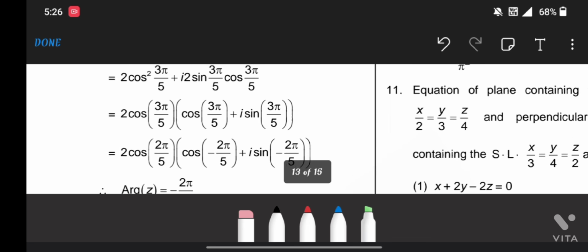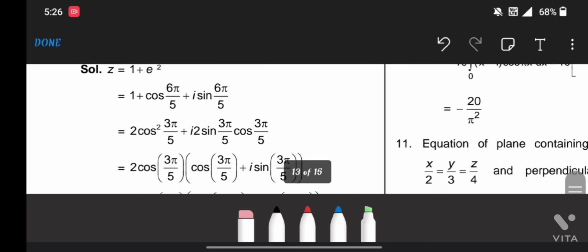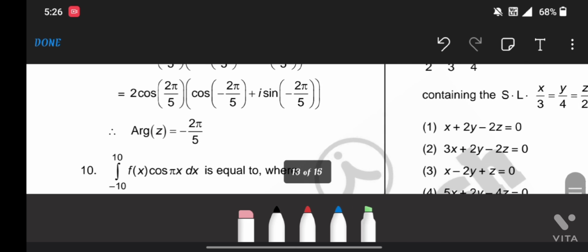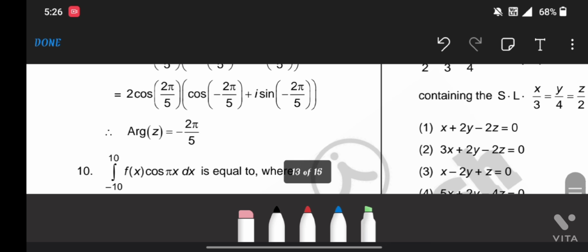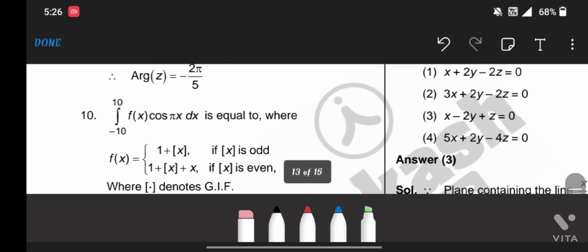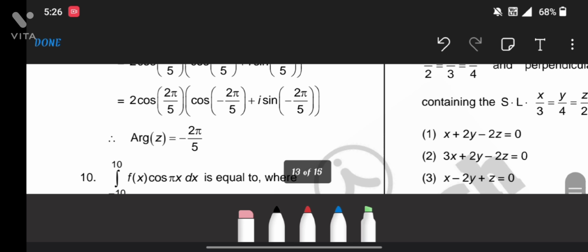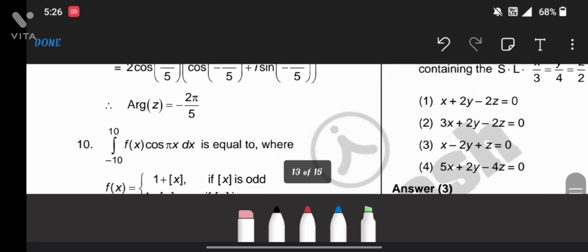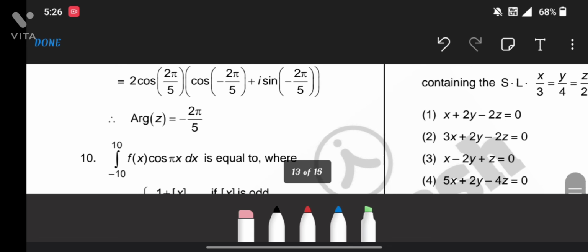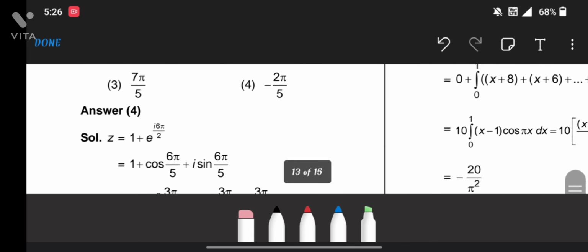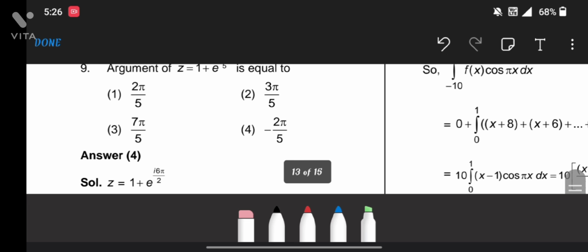Now the 11th question they have asked: the equation of the plane containing the straight line x/2 = y/3 = z/4 and perpendicular to the plane containing the lines x/3 = y/4 = z/2 and x/4 = y/2 = z/3. The equations they have given are x + 2y - 2z = 0, 3x + 2y - 2z = 0, x - 2y + z = 0, 5x + 2y - 4z = 0.